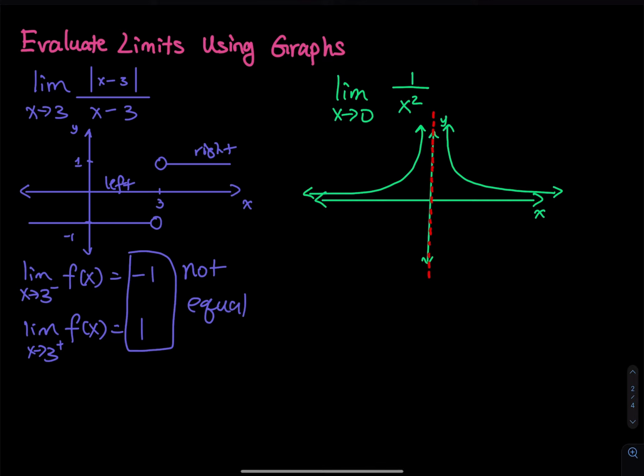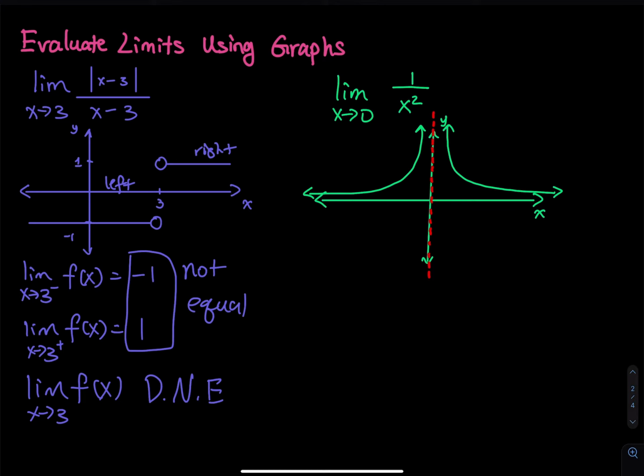Then what do we say? Then we say that the limit as x approaches 3, whatever the function is, does not exist. We write DNE. We don't need to write the equal sign, just write DNE. That stands for does not exist. As long as the left and the right do not equal, then the limit does not exist. Okay, so let's take a look at the next one.